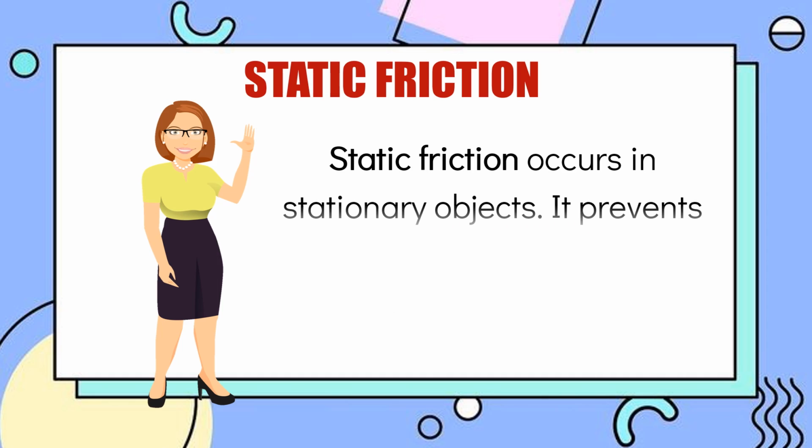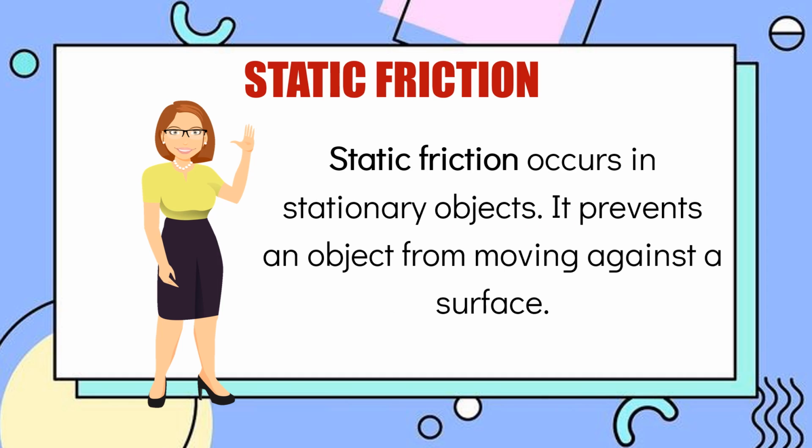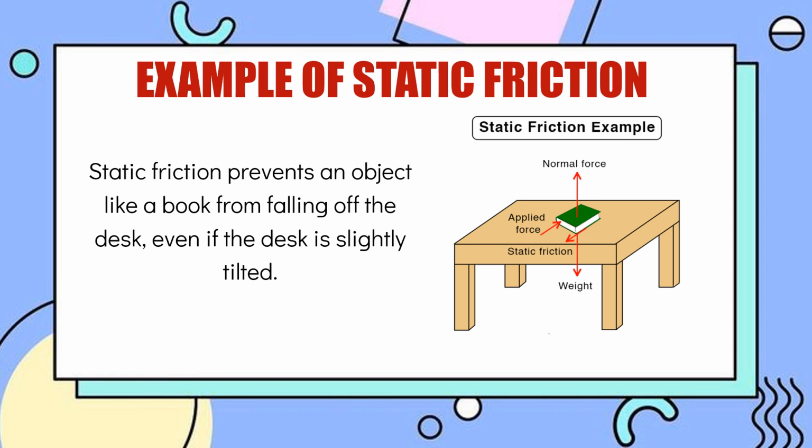Static friction. Static friction occurs in stationary objects. It prevents an object from moving against a surface. Example of static friction. Static friction prevents an object like a book from falling off the desk, even if the desk is slightly tilted.